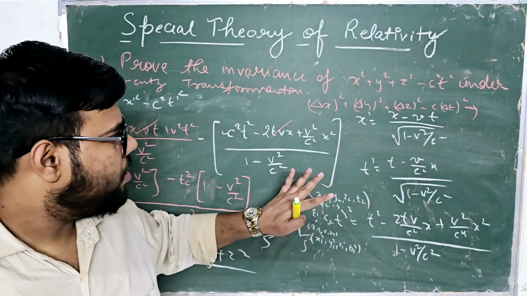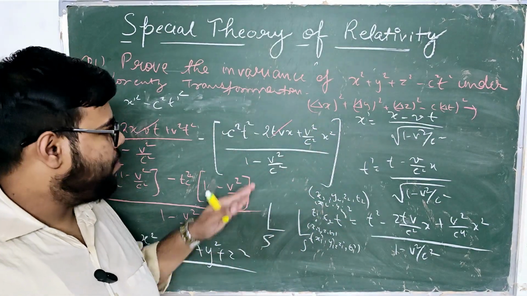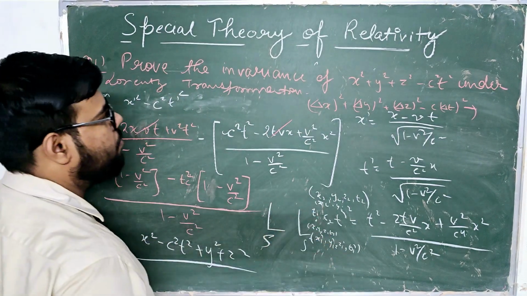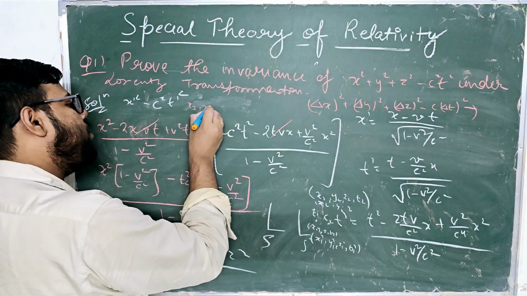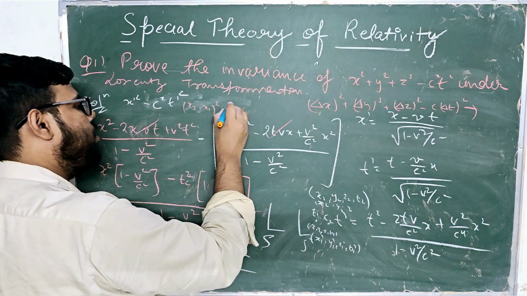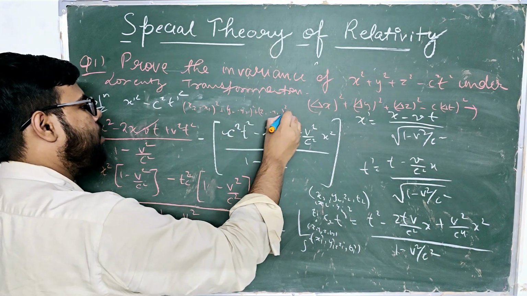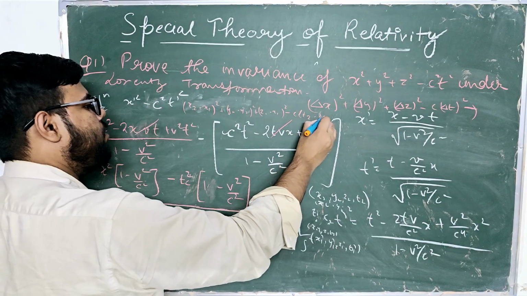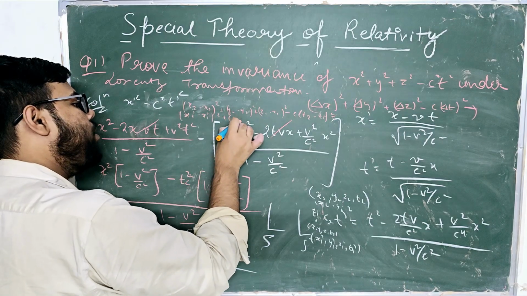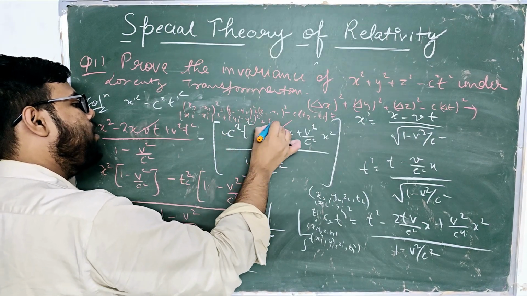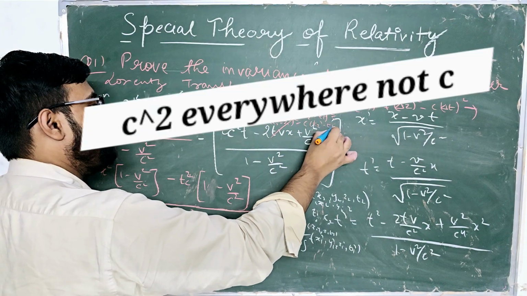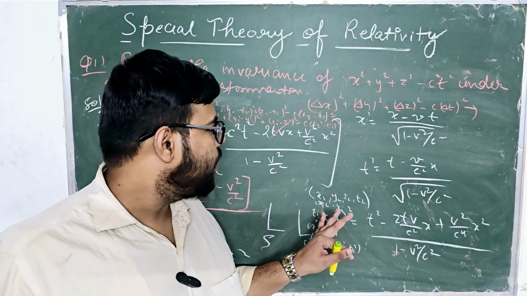How? Let me write it. You can prove it yourself, right? I've told this method, the same you have to apply there. Just we have two events now. So what is Δx? It is (x2 - x1)² + (y2 - y1)² + (z2 - z1)² - c²(t2 - t1)² is equal to (x2' - x1')² + (y2' - y1')² + (z2' - z1')² - c²(t2' - t1')², right? Okay, you can prove it yourself.